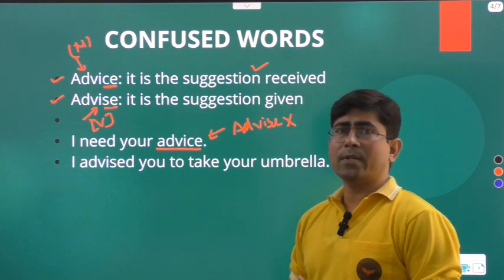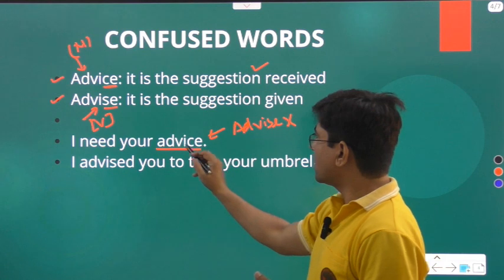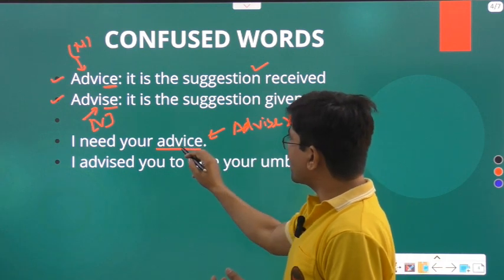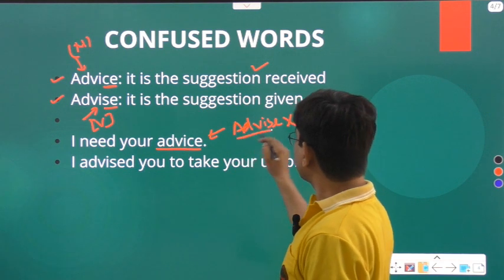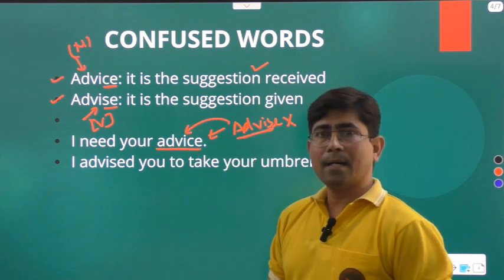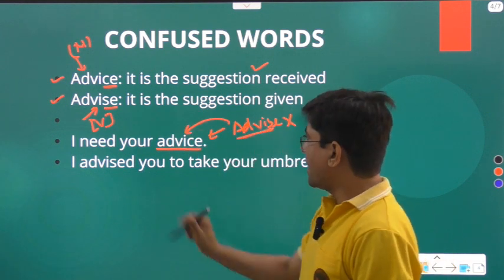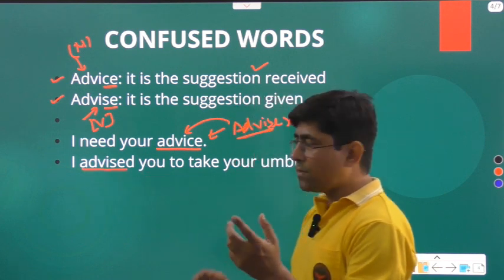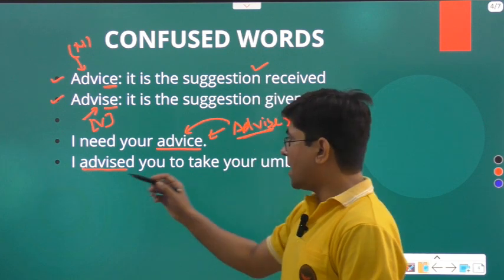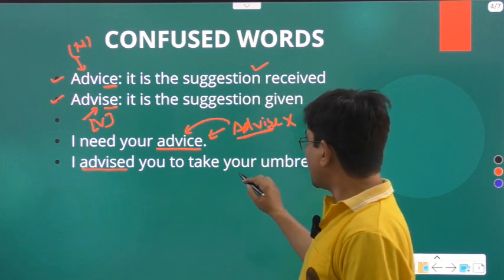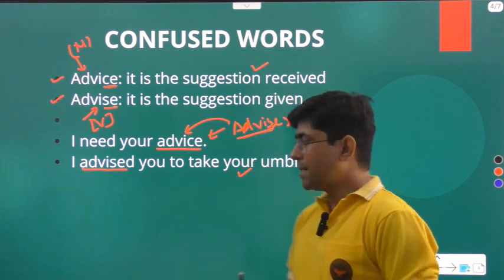So this is how this question is asked in editing. They will write advise in place of advice, it will be wrong. And what you have to do is replace advise with advice. I need your advice. And for advise: I advised you to take an umbrella. Maybe the weather is bad. That's why I advise you to take your umbrella. All right.